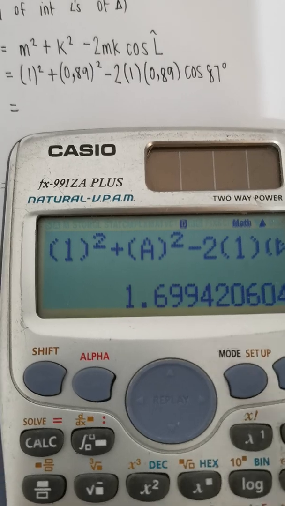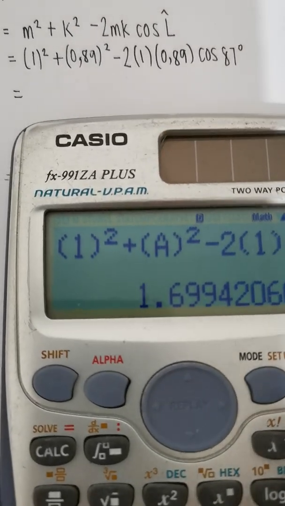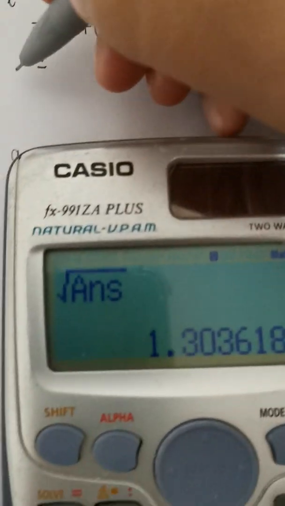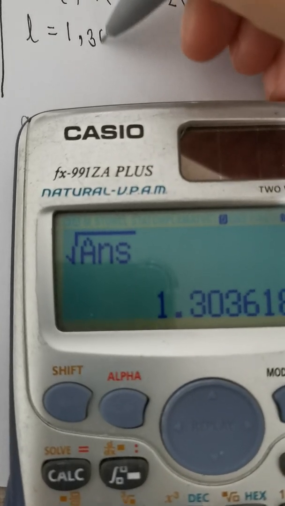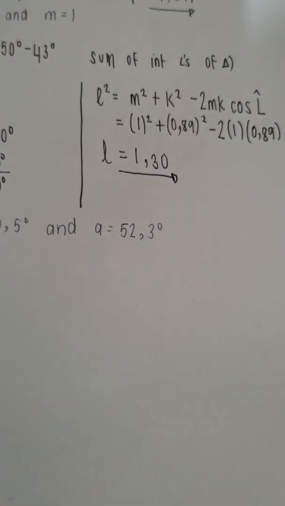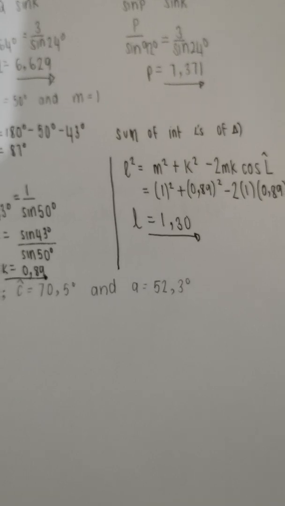Please don't forget this here is L squared. We don't want L squared, we want L on its own. So square root of our answer. There we go. Get that L is, and we are done. All right, figured out everything.